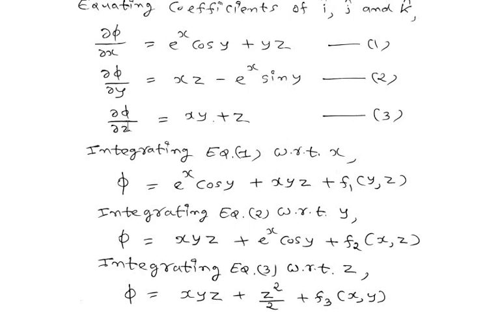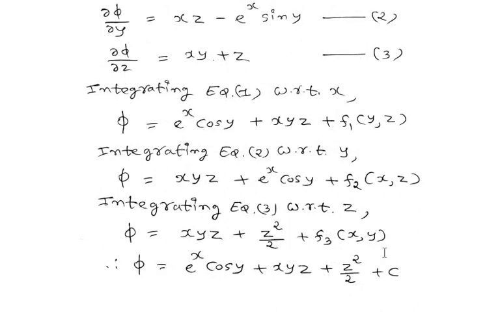And finally integrating equation number 3 with respect to z, the integration of xy gives xyz, and the integration of z gives z square by 2, plus a function of xy constant.